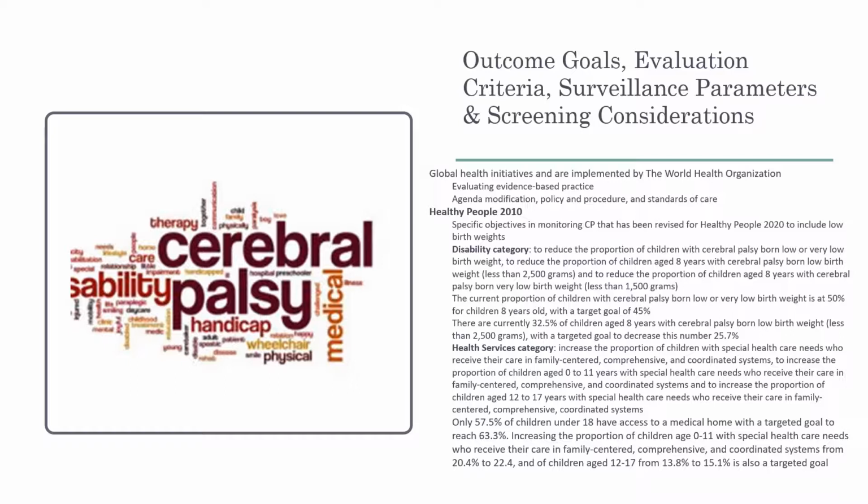Healthy People 2010 set several objectives in place in their disability category. Its entire focus was reducing the proportion of children with cerebral palsy born at low or very low birth weights. The current proportion of children with cerebral palsy born low or very low birth weight is 50%, and their target is to get it down to 45%.